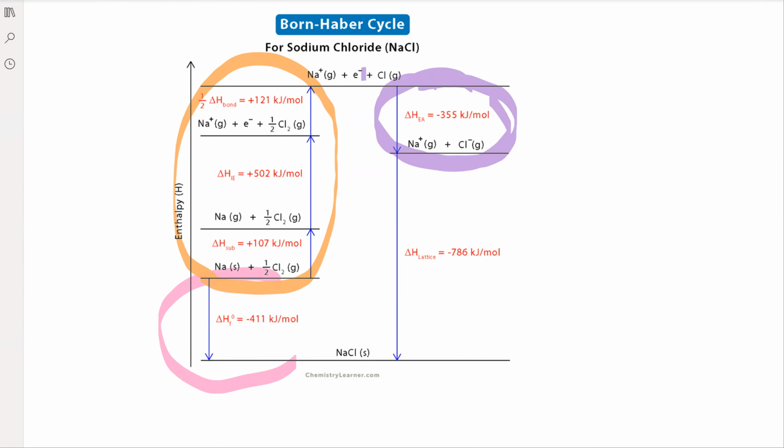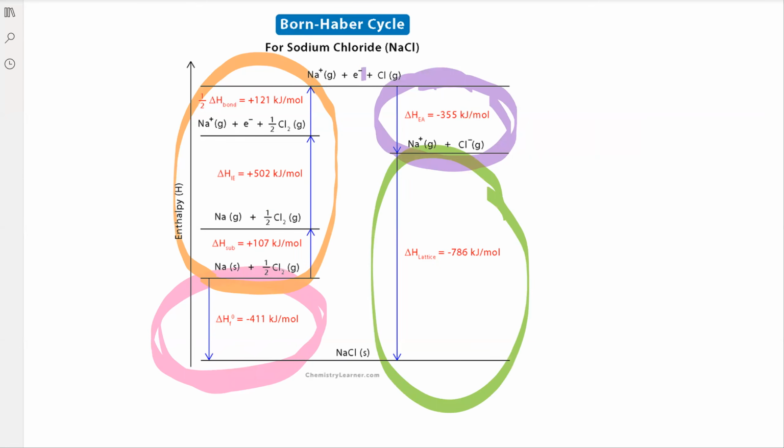And then this right here is our overall. So we can see overall, we are indeed becoming more stable. We're going towards a lower energy state. But the reason that we're going towards that lower energy state is due to this lattice energy, right? This favorable interaction between the positive and negative ions. So the lattice energy is the major driver of salt formation.